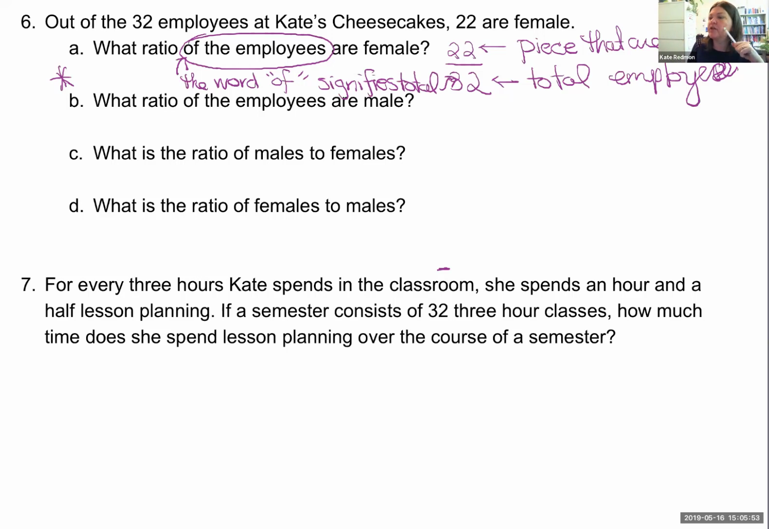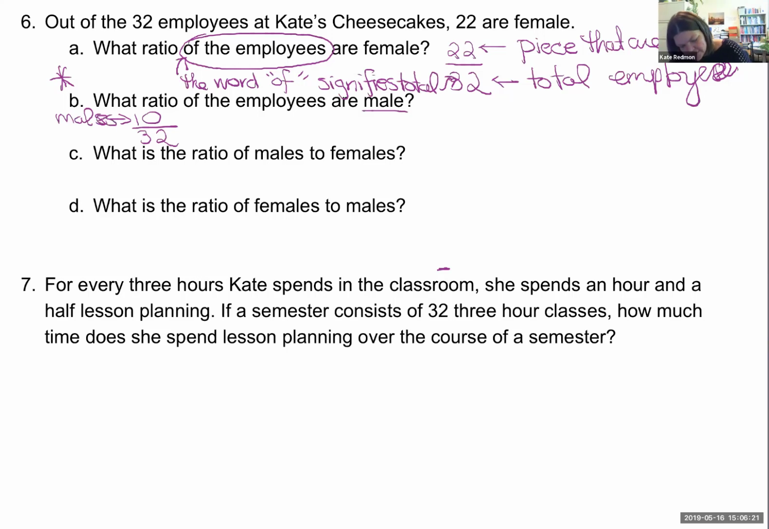What ratio of the employees are male? 10 to 22. Now, I love it that you knew that number 10, but anytime you guys come up with some number I didn't give you, I want to know where it came from. Where'd you get that 10 from? Oh, I'm sorry, I was reading C. It's 10 to 32. I still want to know where that 10 came from. I hadn't even talked about the bottom yet. I subtracted 22 from 32.